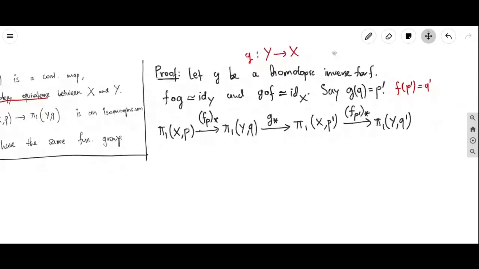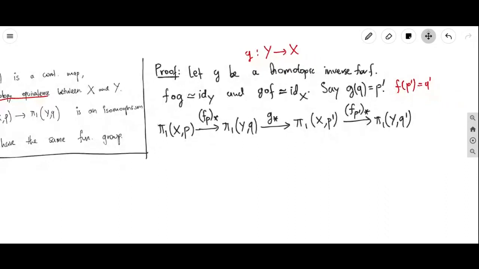Now we have to use the fact that we have a homotopy equivalence going on over here. Now, the homotopy equivalence that we're going to use is, we know that when you do G composed F, this is homotopic to the identity on X. Okay, we know this.